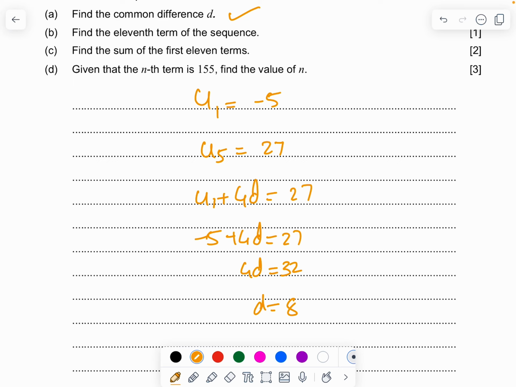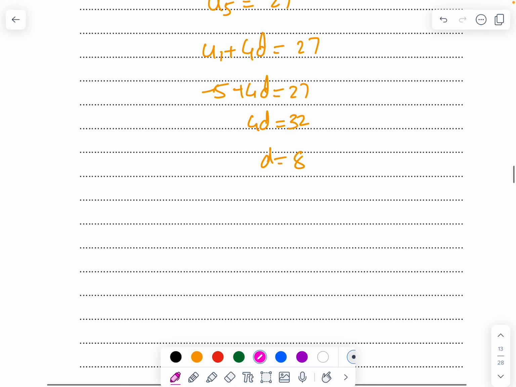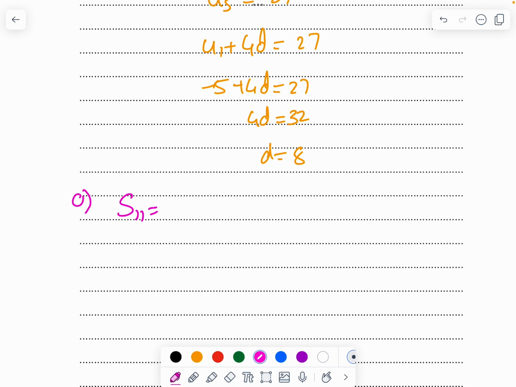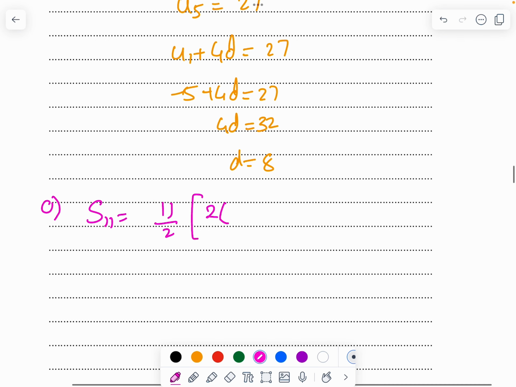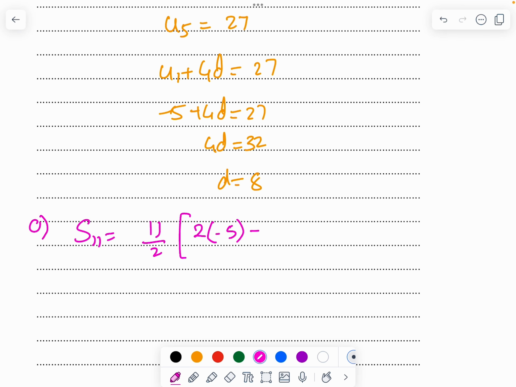We found it. Find the 11th term, which is u1 plus 10d. u1 is negative 5 plus 10 times 8, which is 75. Then part C. Find the sum of 11 terms. S11 is 11 upon 2 times 2 times u1, which is negative 5, plus 11 minus 1 times d, which is 8. Simplify that. You should be getting 385.